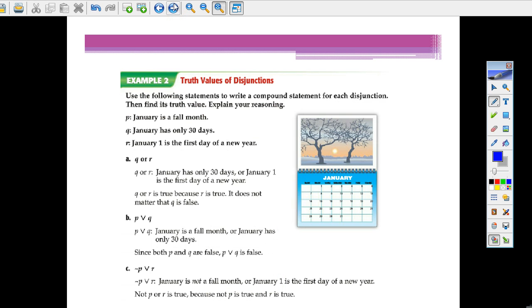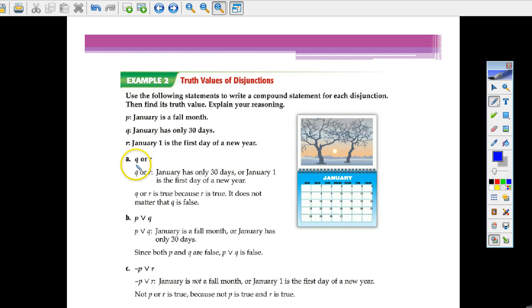Alright, here's an example. Use the following statements to write a compound statement for each disjunction. Then find its truth value. Explain your reasoning. Here are the three statements. P: January is a fall month. Q: January only has 30 days. R: January 1st is the first day of a new year.